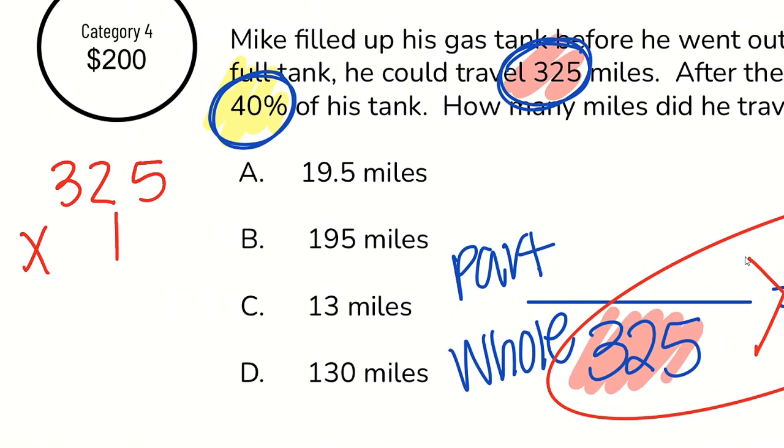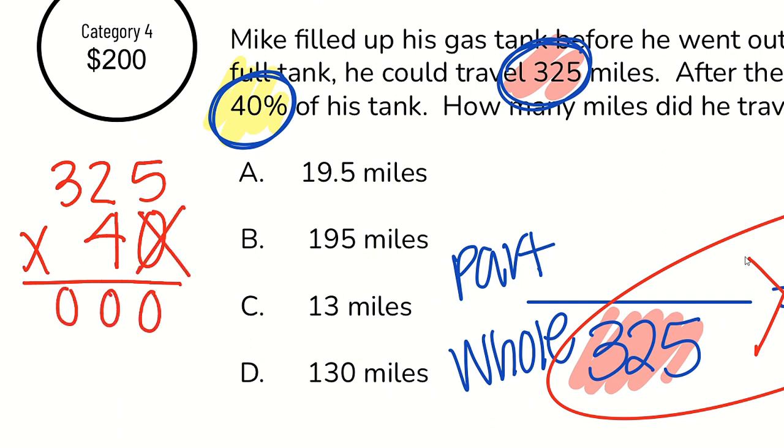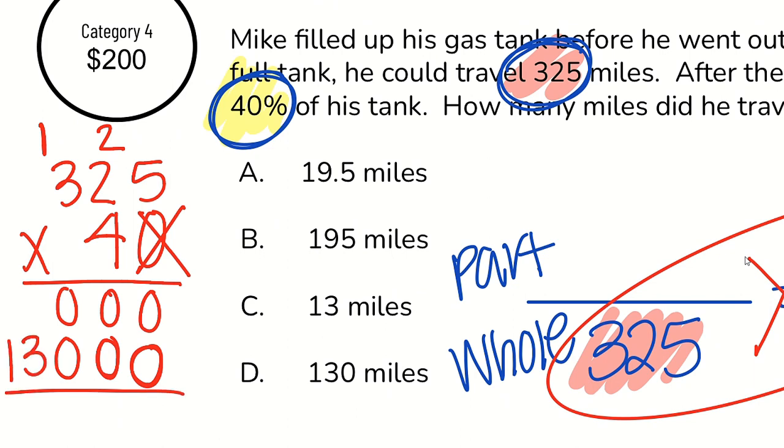325 times 40. 0 times everything's just 0. Okay, and then I have to remember to do what, Miss Kemp? Put a placeholder 0. Okay, and then I've got 4 times 5 is 20. Put the 2 on top. 4 times 2 is 8, plus 2 is 10. 4 times 3 is 12, plus 1 is 13.